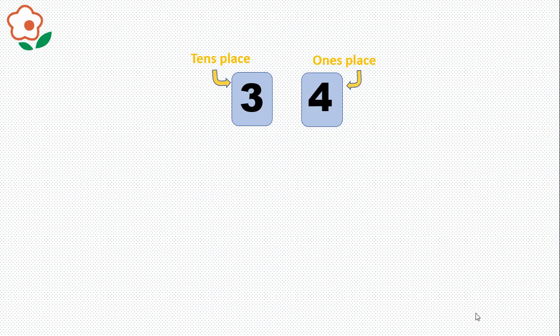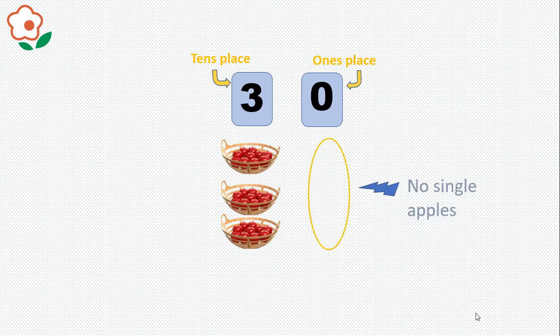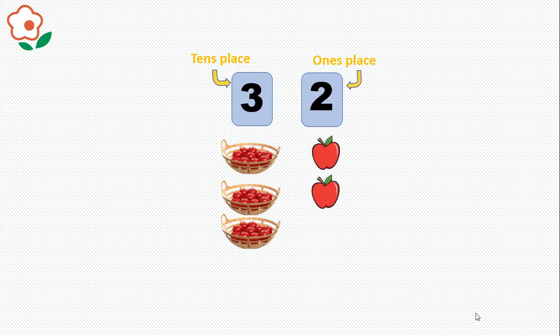If we have already picked 30 apples, then there will be a 3 in the tens place because we have 3 groups of 10s, but there will be a 0 in the ones place because there are no individual apples left over. But if we have picked 32 apples, then there will be a 3 in the tens place and the 2 in the ones place to represent the 2 individual apples that are not in the group of 10s.